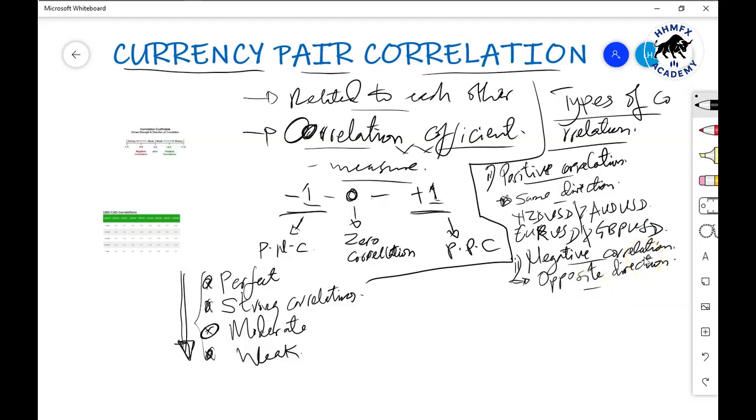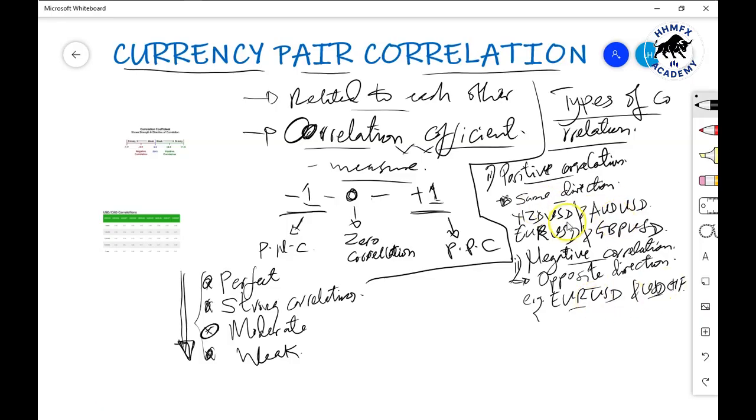If one pair is in a buy, the other pair will be in a sell. That is what we call a negative correlation, and it is commonly seen in currency pairs like EURUSD and USDCHF. This is the most common example of currency pairs that show negative correlation, and they always show a perfect correlation in a weekly time frame. EURUSD and USDCHF have a perfect negative correlation in a weekly time frame.